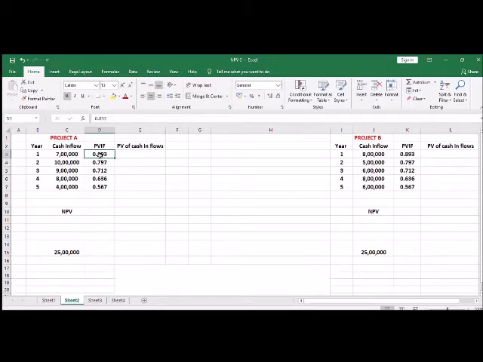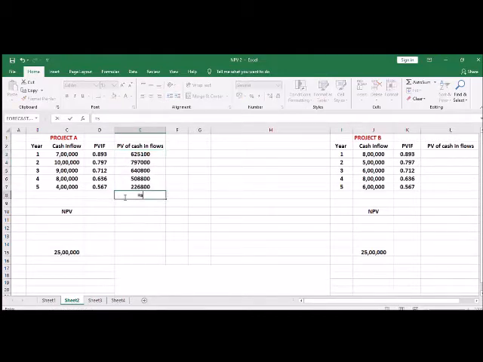So now to calculate the PV of cash inflow, we multiply the cash inflow into the PVIF, and we'll get the respective values. Now we just drag the cell down to get the PV of cash inflow for all the years. Now we take the sum of all the PV of cash inflow from year 1 to year 5, which will in turn be equal to 27,98,500. We'll calculate the NPV. The formula for NPV, guys, is PV of cash inflows minus PV of cash outflows, which will be equal to 2,98,500.